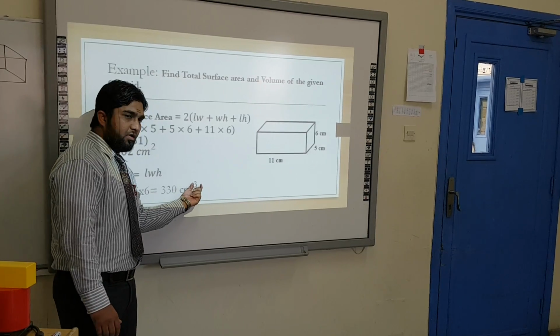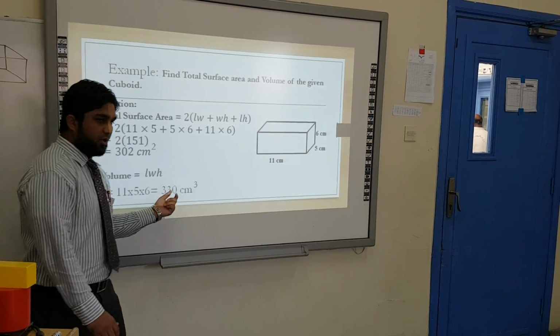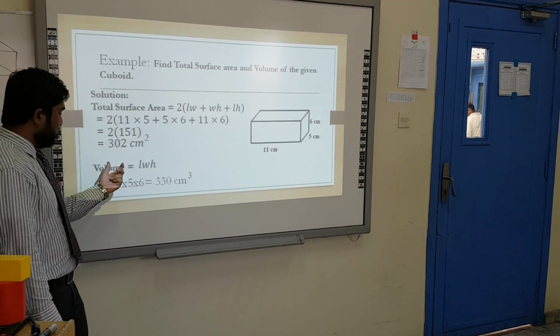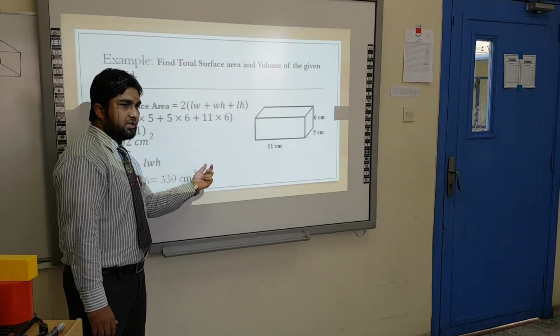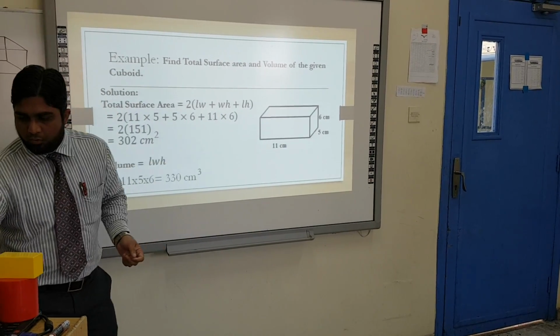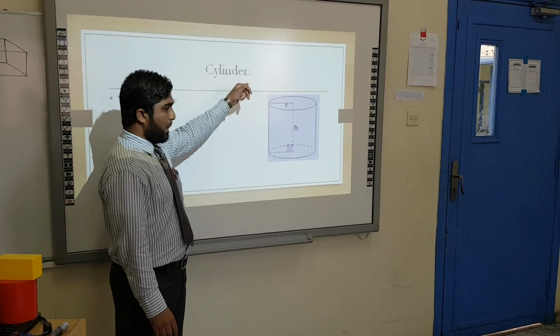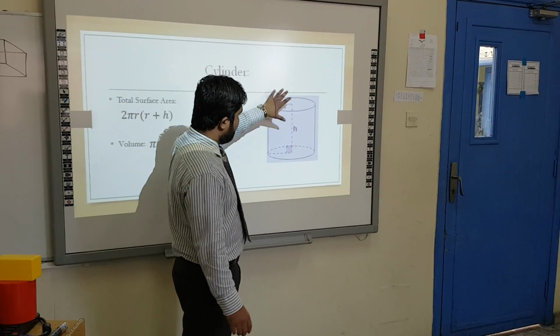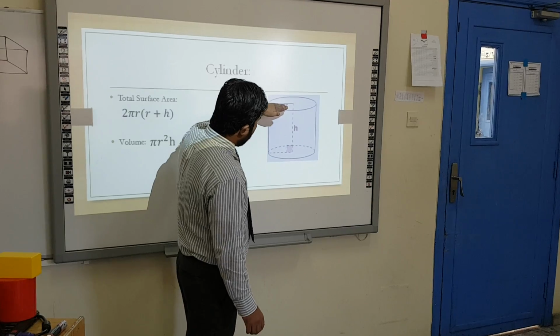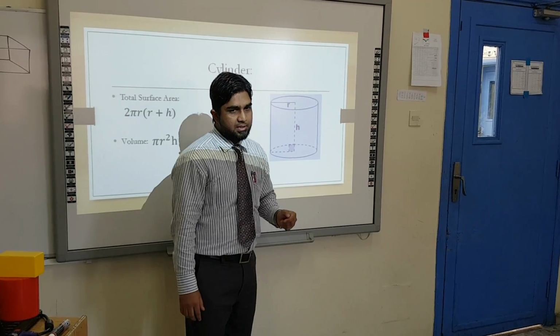Now why do we use power 3 here as a unit? Because when we want to find volume, the unit is always power 3. Now we will go ahead and learn about the second figure, that is cylinder. As you see here, cylinder has two things, one radius and the other is height.